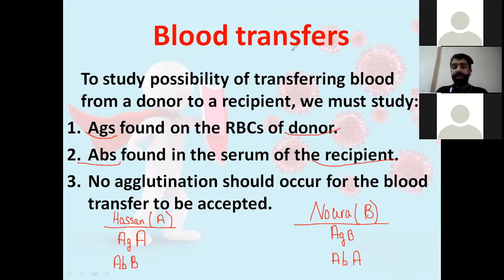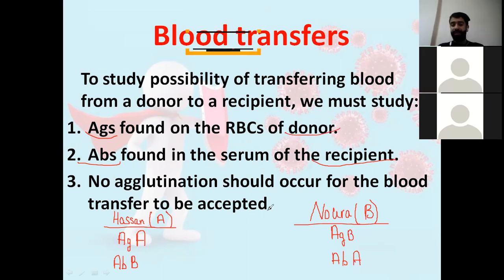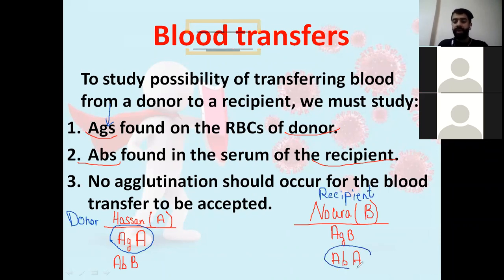No problem. So here I have blood group A and blood group B. Okay? We said donor. What do I need to look at on the donor, Hassan? Antigen or antibody? Donor: we have to look to the antigen. So Hassan has antigen A, he is the donor, so I look at his antigen. Noura is the recipient. What do I look at for the recipient? The antibodies. So what antibodies does Noura have? She has antibody A.